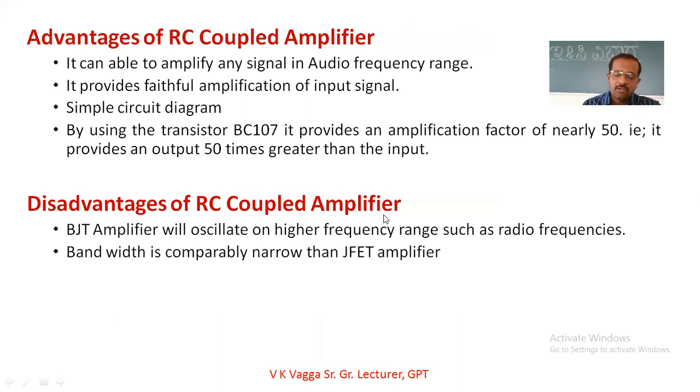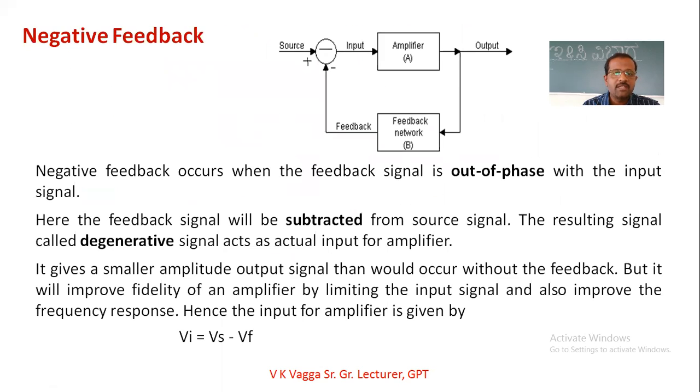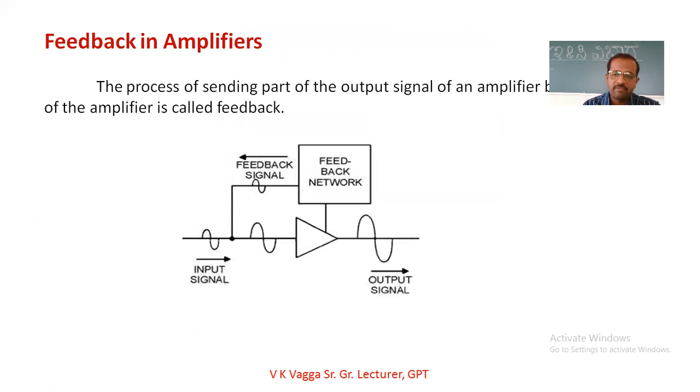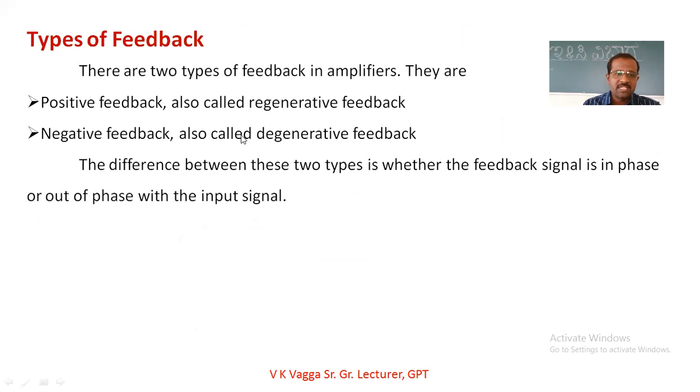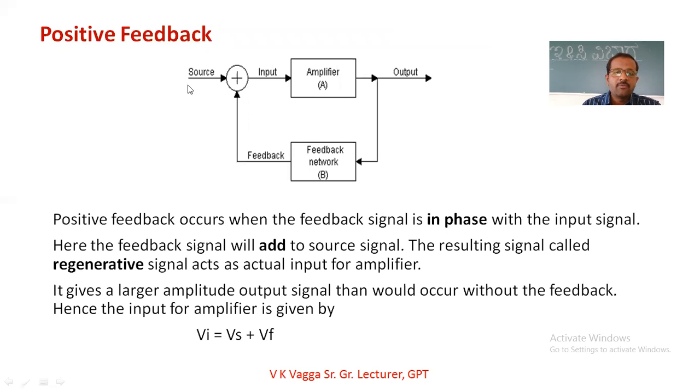Okay, this is all about the feedback amplifier and the RC coupled amplifier. In this class, I have explained what we mean by feedback: a part of the output is given back to the input. Feedback is classified into two types, one is positive and the other is negative. Positive is called regenerative, negative is called degenerative. Positive feedback does addition: the source signal gets added with the feedback signal, and it is in phase. This is the positive feedback.